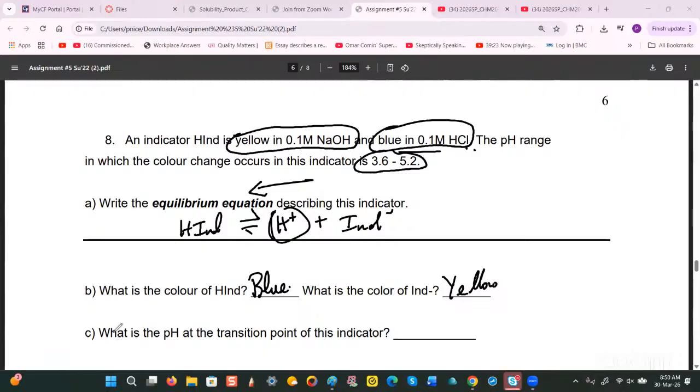Now the question in C is asking, what is the pH at the transition point for this indicator? The transition point is where the color changes over from, in this case, blue to yellow or yellow to blue, depending on which end you're starting from. So what would be the pH at this transition point? And the hint lies right here. So what do you think the pH at the transition point is?